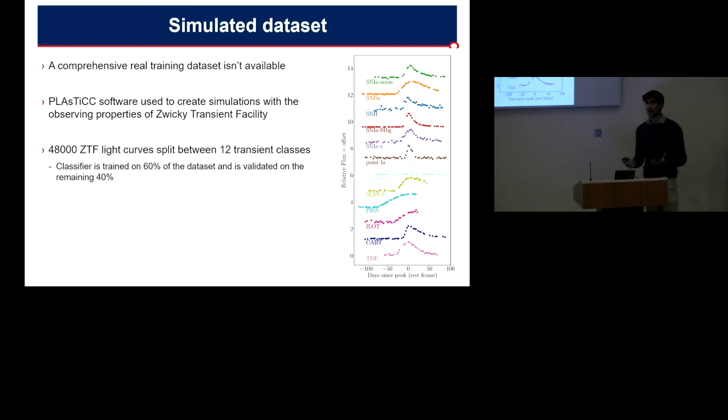But how do we actually train? How do we train a classifier to learn about these things? Unfortunately, a comprehensive training set from real data can't really be obtained.